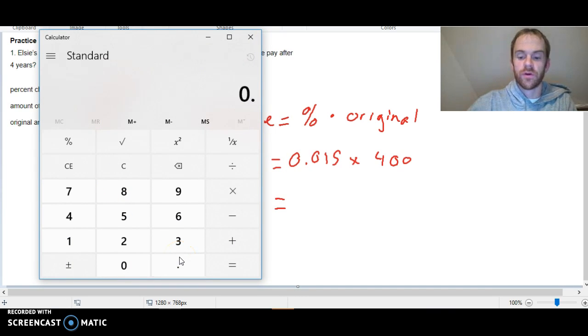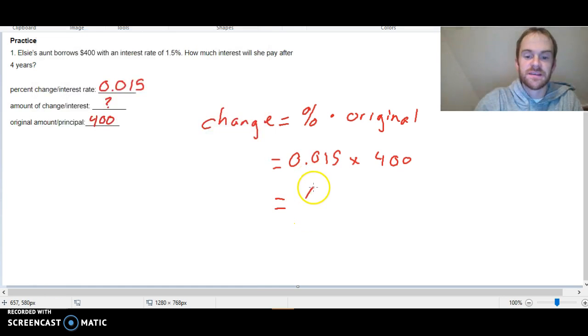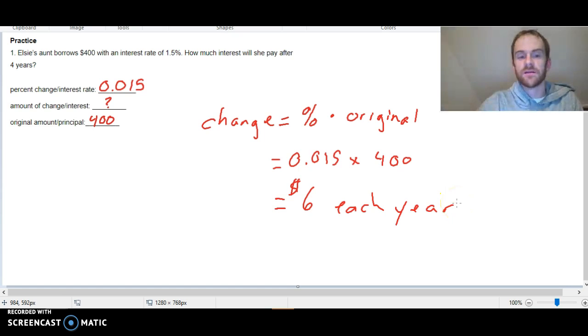0.015 multiplied by 400. Alright, so I find that it's $6 each year. So is that the answer to my question? Well, my question wants to know what's the interest you'll pay for 4 years. So what do you think I'm going to do with that?